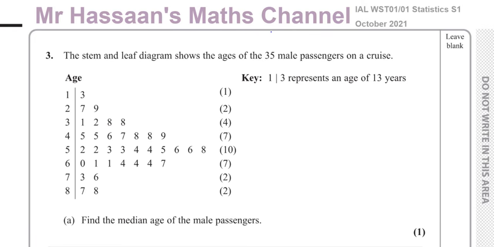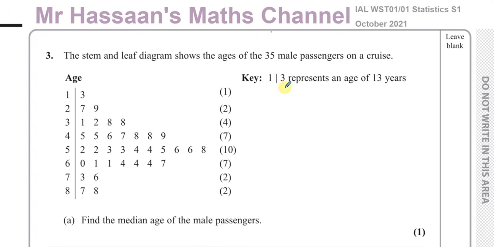I'm now going to be taking on question number 3 from the International A-Level Edexcel Statistics S1 October 2021 exam. And this question here is about stem and leaf diagrams and also box and whisker plots. The question tells us that the stem and leaf diagram shows the ages of 35 male passengers on a cruise. And the key for the stem are the tens and the leaves are the units.